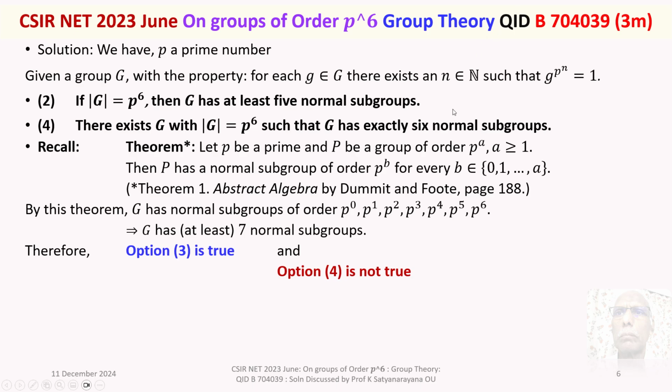And we have to find out that statement out of the given 4 statements which is false. So we have got the false statement, that is the statement given in option 4. Therefore, the answer to this question is option 4. So that's all for this question.